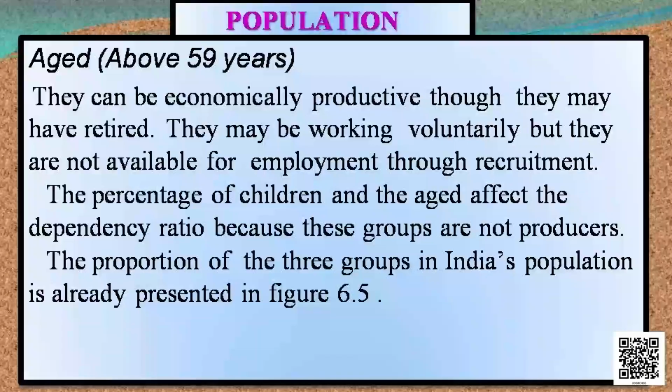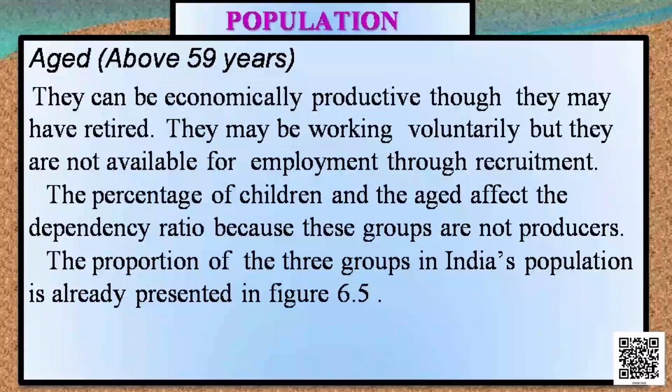Coming to the last part of the age composition, that is the aged. They comprise those above 59 years. These people may be economically productive but they have retired. So, they come under the dependent population. They may have been working voluntarily but they are not available for employment through recruitment. So, the children and the aged categories come under the dependency ratio because these groups are not the producers.